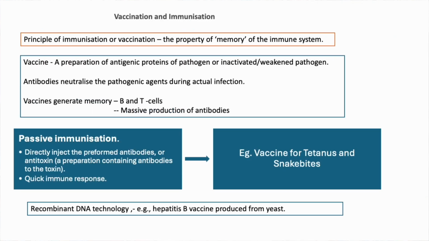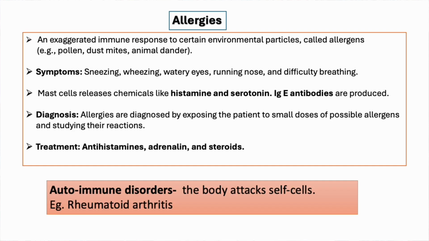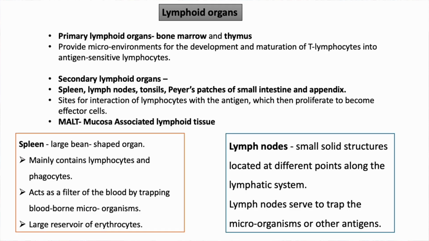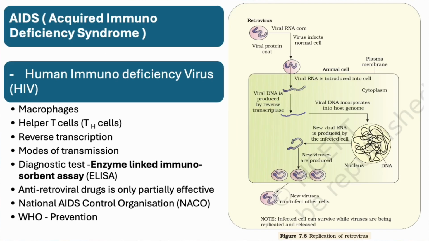Then we learn the principle of vaccination and immunization. Then we learn allergies, its cause, and the chemicals like histamine and serotonin which are involved in this. Learn the diagnosis and treatment of allergies. After that, we learned autoimmune conditions with examples. Then we moved to lymphatic system. Then we learned acquired immunodeficiency syndrome.